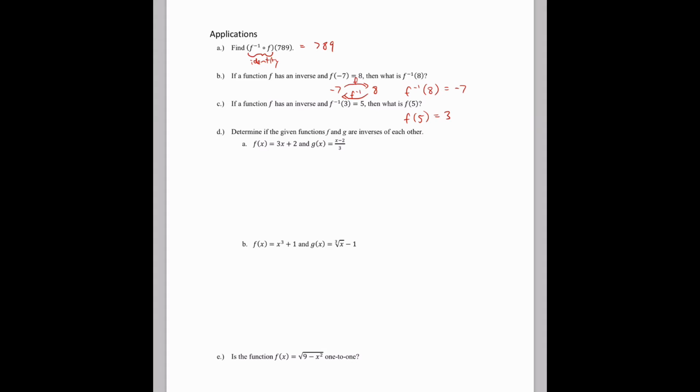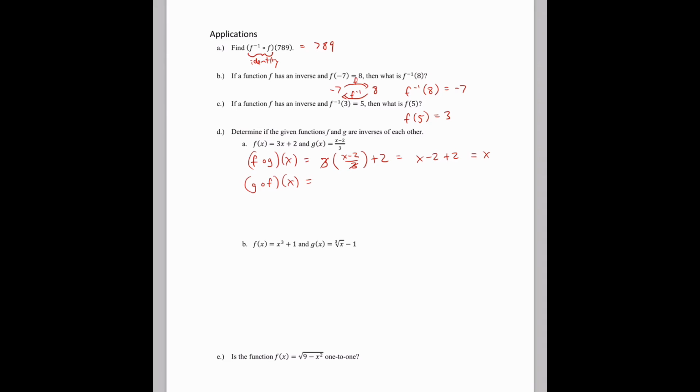Determine if the given functions f and g are inverses of each other. All right, so in order to check if they are inverses of each other, we simply have to plug one as a composition into the other. It really doesn't matter which way you do it, and it should work out the same. So here, I'll do f of g of x, and so I'm going to plug g into f. This will be 3 times (x minus 2) over 3, plus 2. And then if we distribute, the 3 will cancel, and we'll get x minus 2 plus 2, which will just equal x.